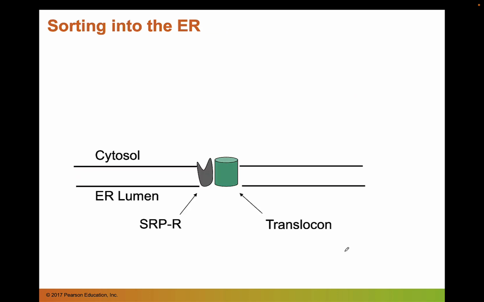Okay, so let's dive in. I'm going to begin by showing you a schematic of the ER. Here's the ER, and this is the lipid membrane of the ER. It's a bilayer, and it separates the cytosol from the ER lumen. Embedded in the ER is the SRP receptor, which is actually a protein complex, as well as the translocon. These already exist in the membrane of the organelle.